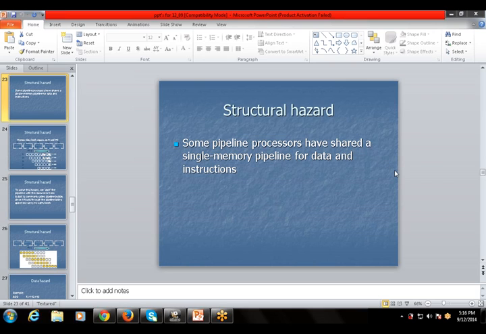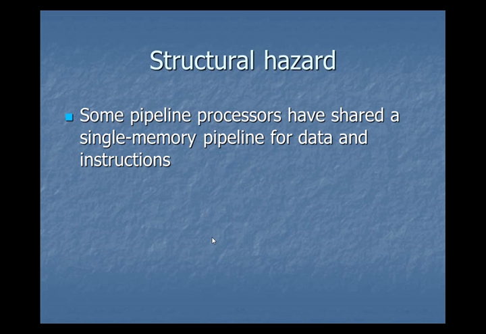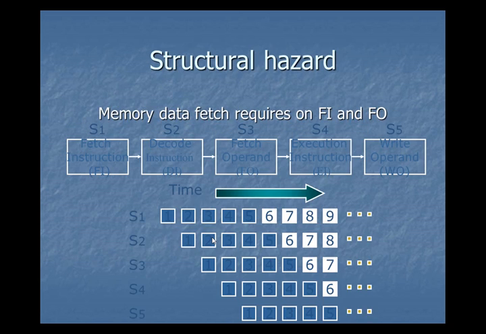Now let's start with pipelining hazards. The first one is the structure hazard. As the name suggests, on the basis of structure there is some disturbance; that is known as structure hazard. This says some pipelining processors share a single memory pipeline for data and instructions. That means they use only a single pipeline for both data and instructions.